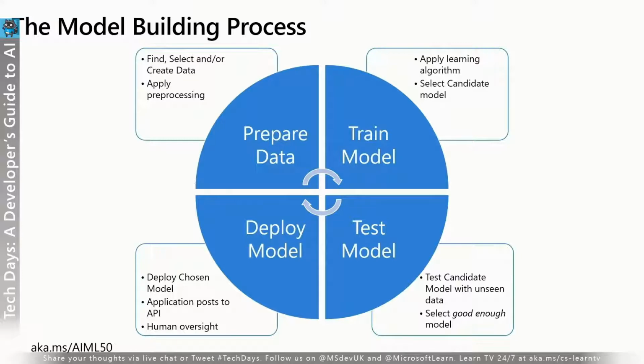And then from there, we're going to create a model. We're going to select a learning algorithm, and then we're going to train that model with the data. We're going to test that model on unseen data, select something that's good enough, and then deploy that to an API to be used in our application, right? So these are kind of the steps that you go through.